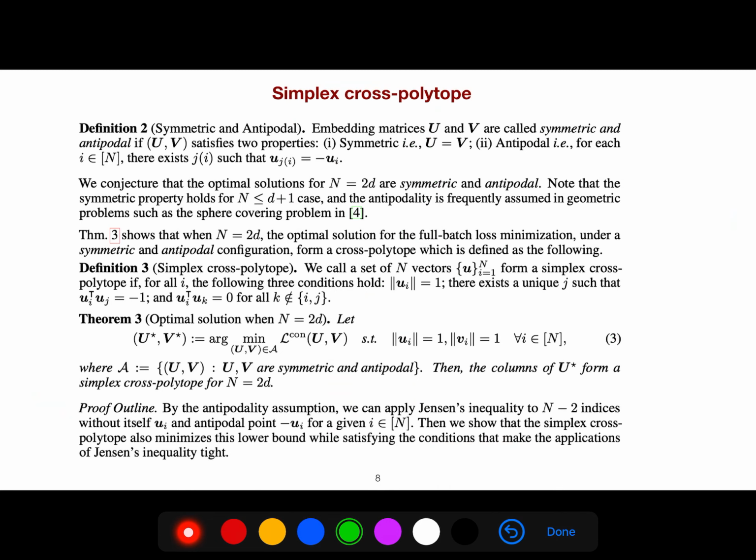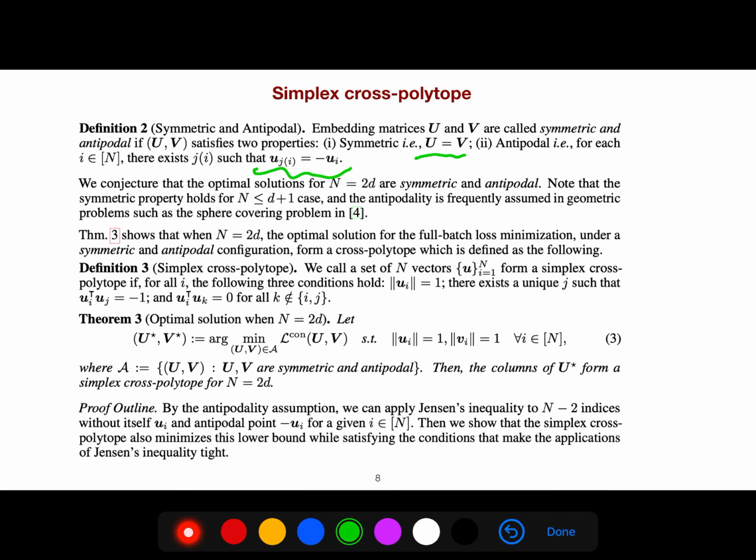And there is another concept which is called symmetric and antipodal. So embedding matrices are called symmetric and antipodal if U and V satisfy the following. First of all, they should be symmetric. Then antipodal means that for each i there exists j such that this relation holds. And we conjecture that the optimal solutions for n equal to 2d are symmetric and antipodal.